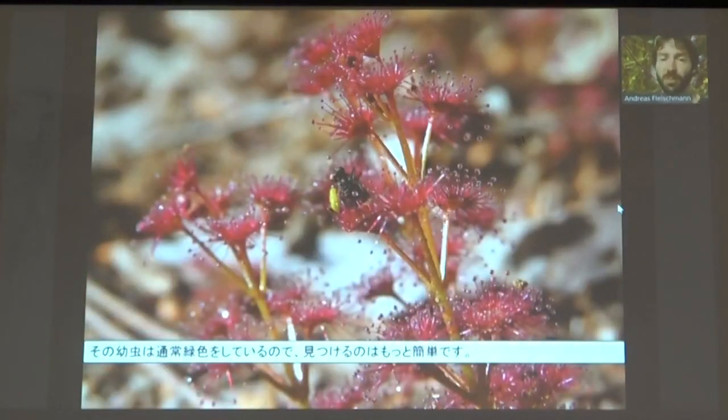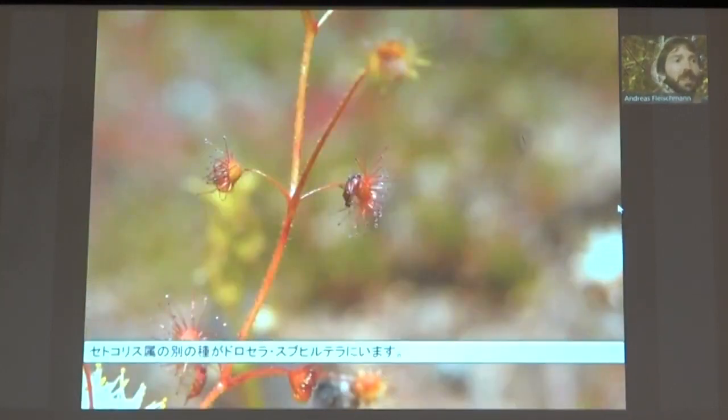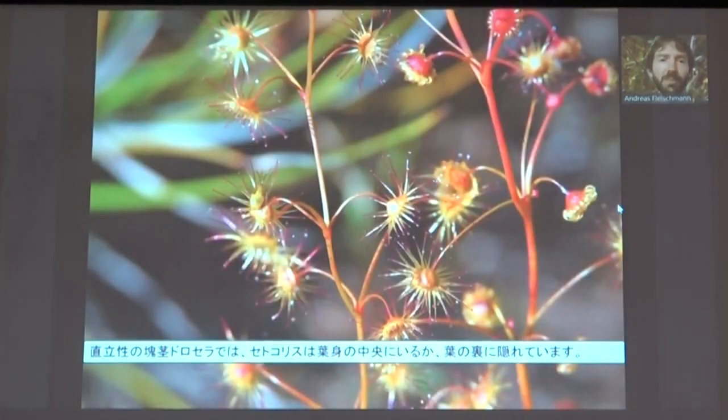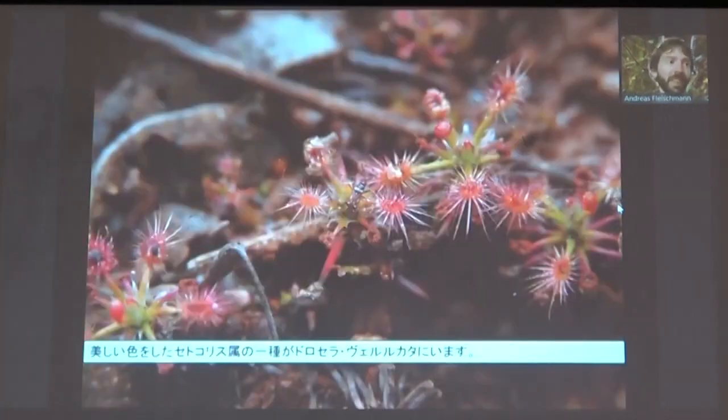The juveniles of most Setocoris bugs are easier to spot because of all species I've studied, they are green, so you can easily see it here feeding on this fly. There's a different species of Setocoris on the climbing species Drosera subtilis. In the upright tuberous Drosera, Setocoris are usually sitting in the middle of the lamina, so in the middle of the leaf, or hiding on the back of the leaf. Just in case you did not spot it, here it is sitting. Usually you discover them on your photographs once you're at home. They're very difficult to find in the field, but they're quite small.